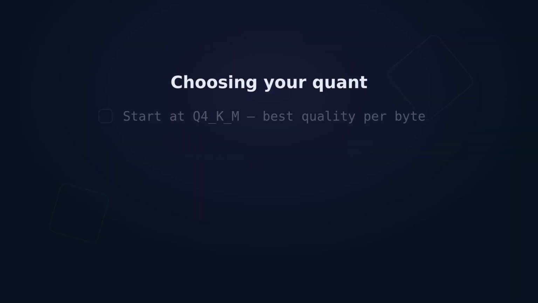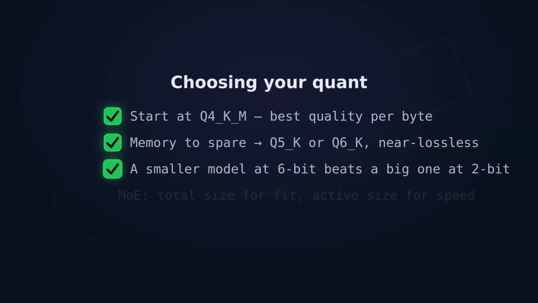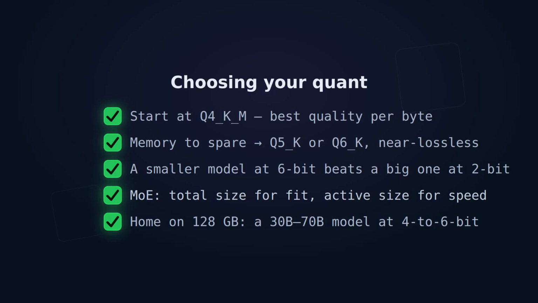So how do you actually choose? Start with 4 bits. For the large majority of uses, it gives you the best quality for every byte you spend. It's your default, full stop. If you have memory to spare, step up to 5 or 6. The quality is essentially perfect, and you're not hurting for room. But if you're right at the edge, resist the urge to crush a giant model down to 2 bits. A smaller model, held at 6, will almost always beat a larger one mangled to 2.